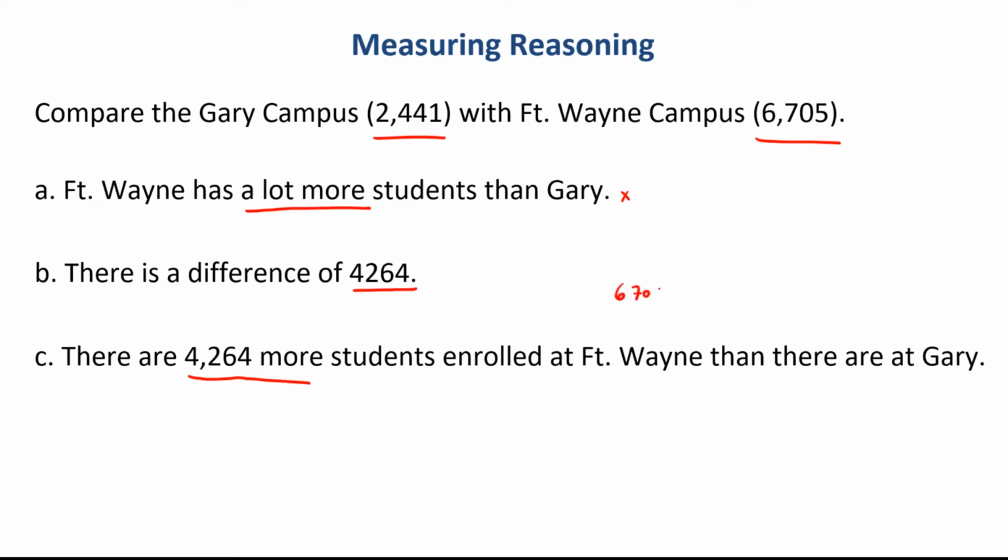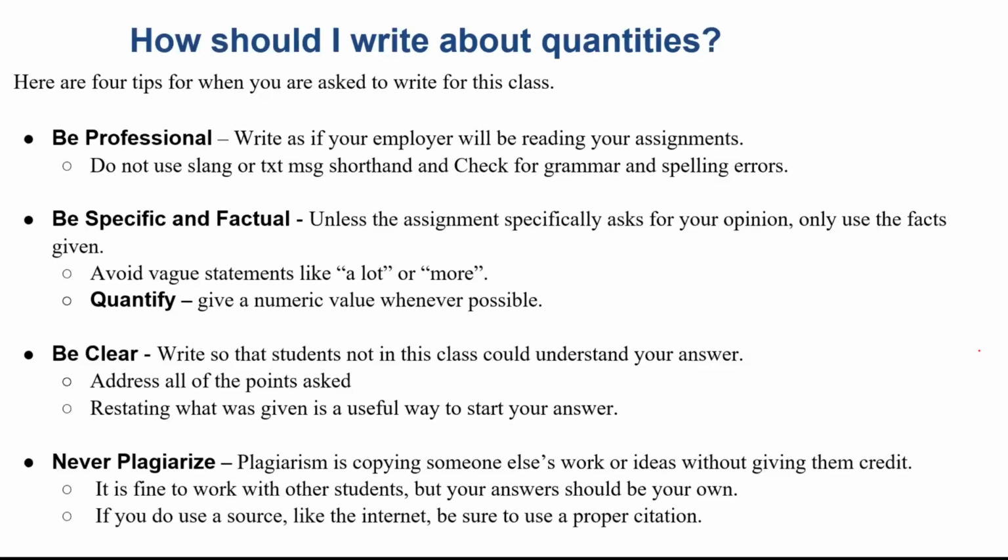So when we take the enrollment in Fort Wayne minus that of the Gary campus, then we have a difference of 4,264 students that are enrolled more in Fort Wayne than they are in Gary. So this becomes the best reasoning for this example.